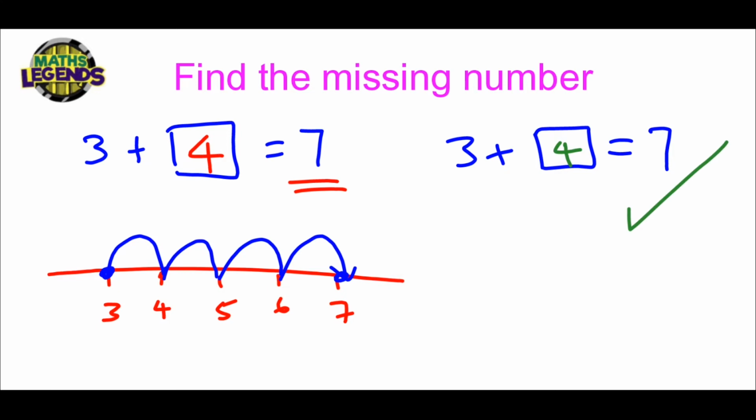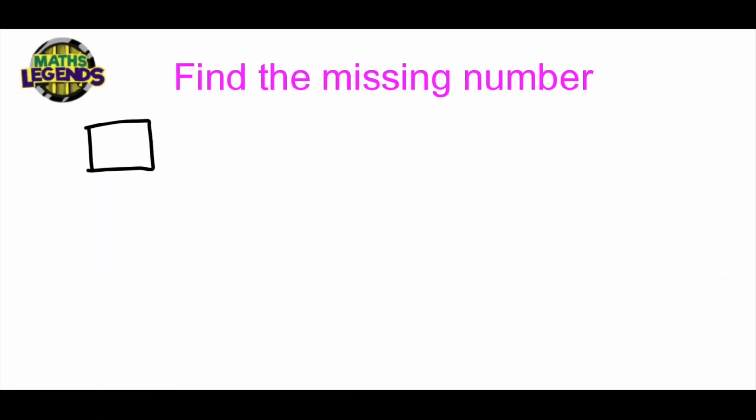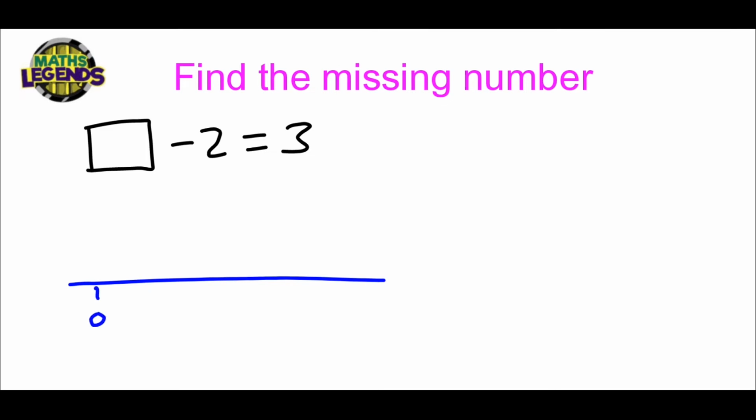Let's have a look at another example. Unknown number minus 2 equals 3. So again here, we will draw our number line. So we'll go 0, 1, 2, 3, 4, 5, and 6. And we'll try to understand what we have. So we have an unknown, minus 2 equals 3.